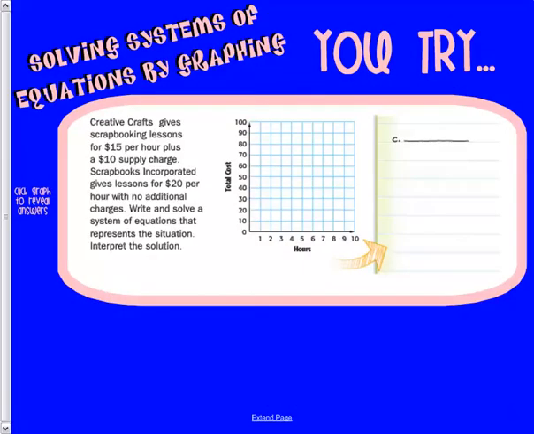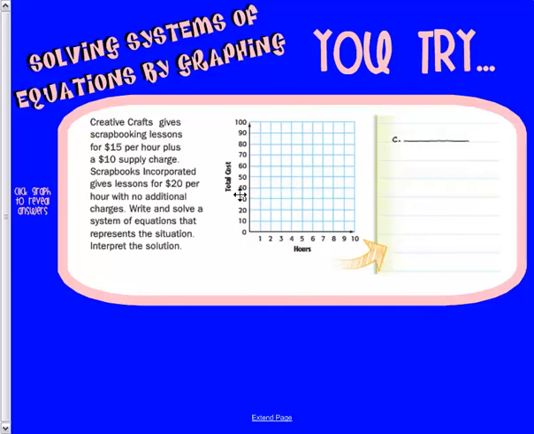Okay, so now I want you to try this one. Creative Crafts gives scrapbooking lessons for $15 per hour plus a $10 supply charge. Scrapbook Incorporated gives lessons for $20 per hour with no additional charges. Write and solve a system of equations that represents the situation. So you're writing two equations, you're going to graph them, and you're going to find the point that is a solution to both equations. Go ahead and try that right now. I'll be back in just a second to show you the answers, so make sure you pause the video.